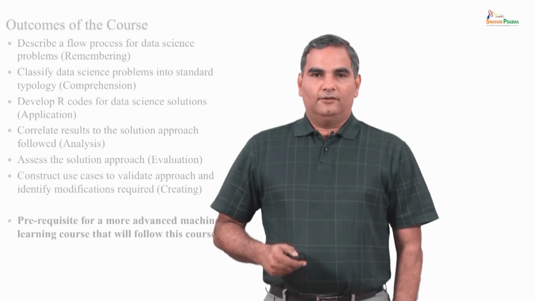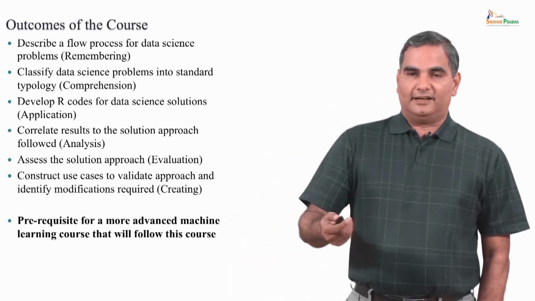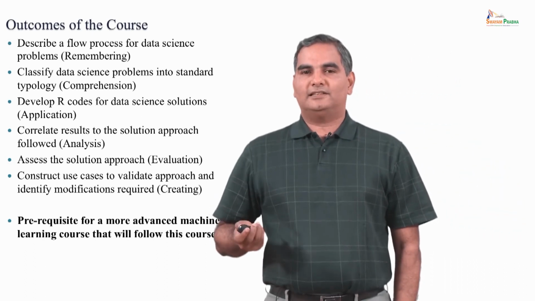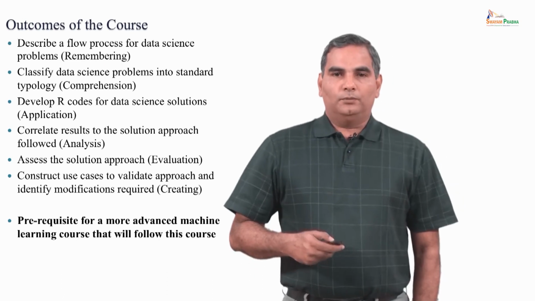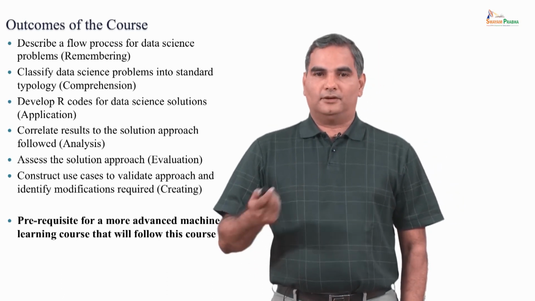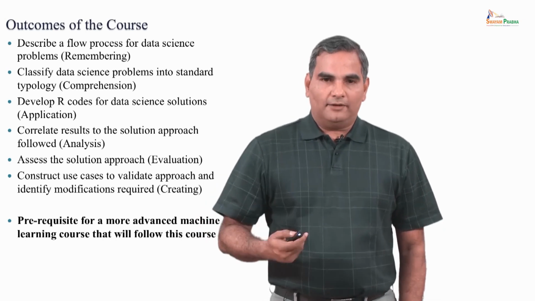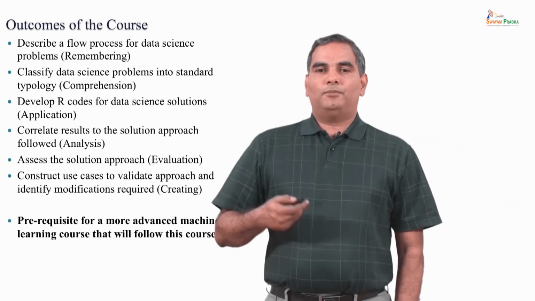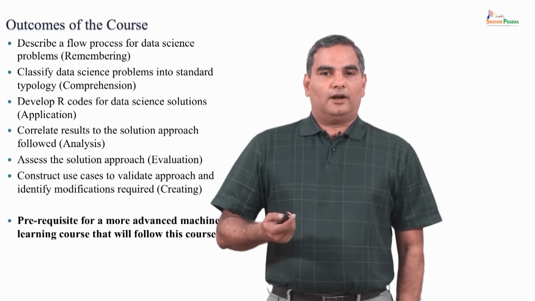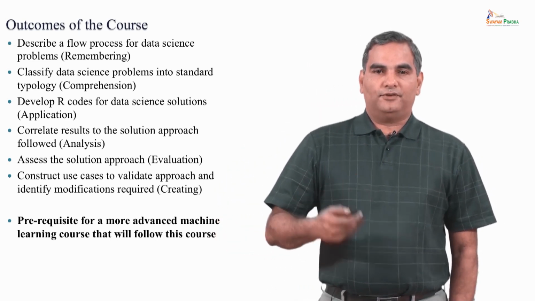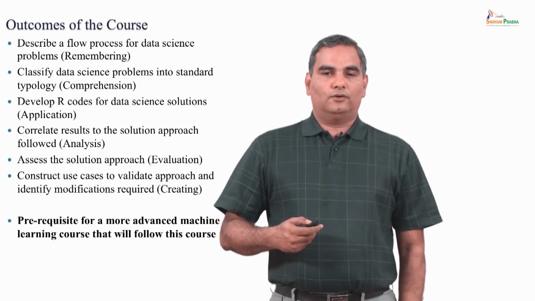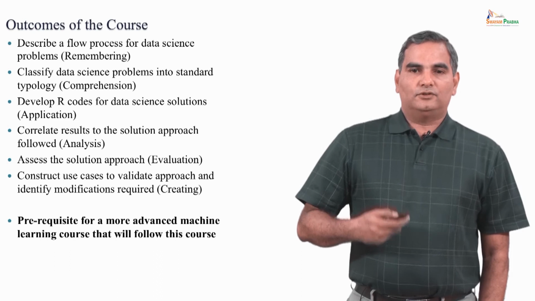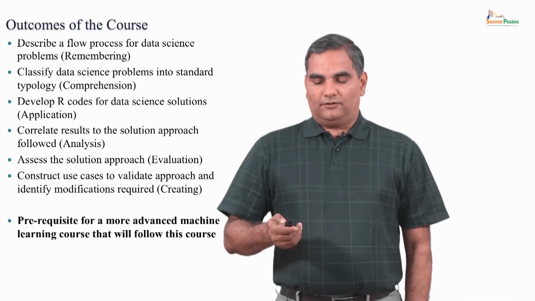Once you are done with this course, what do we expect the outcomes of the course to be? In other words, what can you do if you do this course well? First, you will be able to describe a flow process for any data science problem that you come across. You will be able to classify data science problems into standard typology. You would be able to use R as a programming platform to solve data science problems. And once you program and get some results, then you will be able to correlate the results that you get to the solution approach that you follow, which will help you assess the solution approach. And in cases where you are not happy with the solution approach, you will be able to make modifications as required. And finally, this course is the first fundamental course on data science, which will be a prerequisite for a more advanced machine learning course that will follow this course.